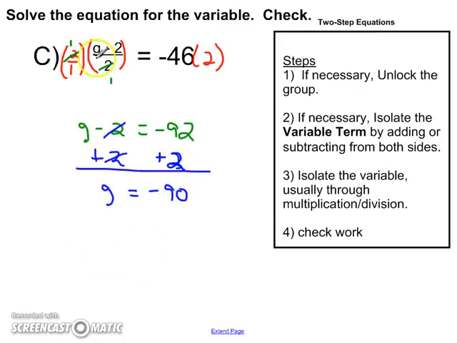And if I check it, if I replace G with negative 90, negative 90 minus 2 divided by 2, is that equal to negative 46? That is the question. Well, negative 90 minus 2 is negative 92. Negative 92 divided by 2. 92 divided by 2 is 46. And a negative divided by a positive is negative. It checks.